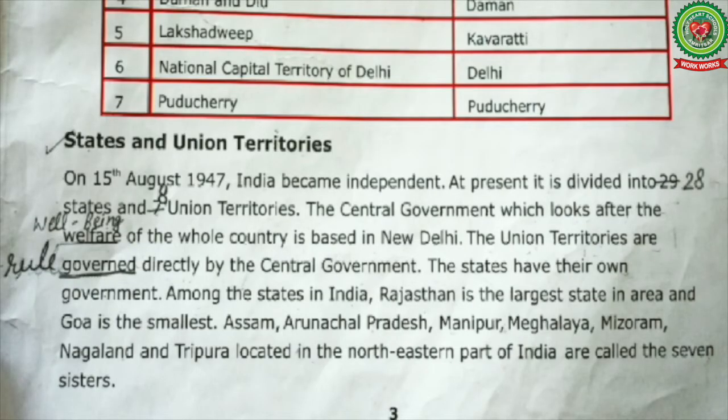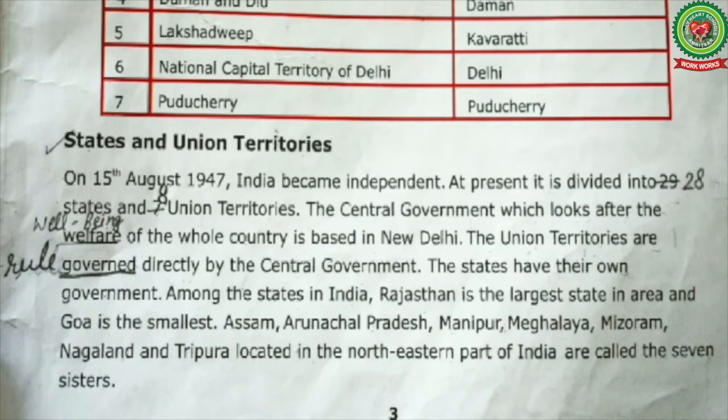Take out page number 3. Let's start reading from the book, States and Union Territories. On 15th August 1947, India became independent. At present, it is divided into 29 states and 7 union territories. So students, as we discussed earlier, at present we have 28 states and 8 union territories. So cut 29 and write 28 and cut 7 and write 8 over there.